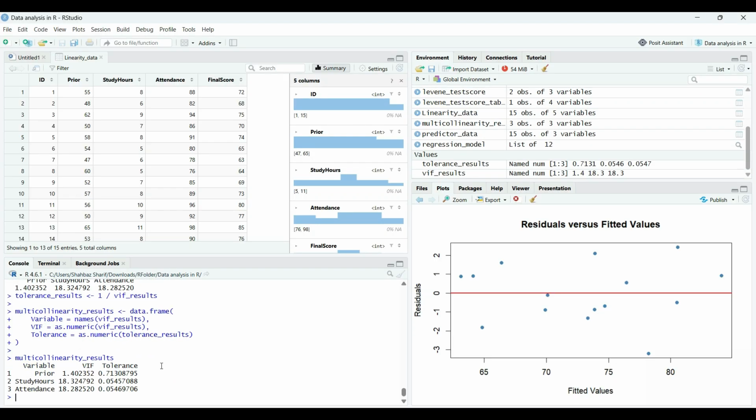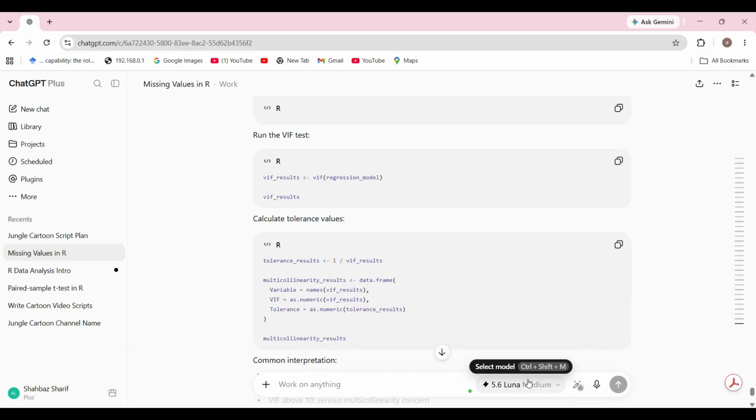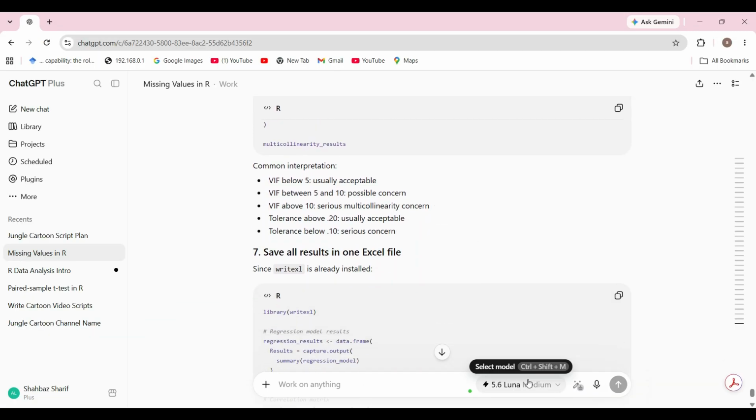Okay, you can also see here that in prior knowledge the VIF value is 1.4, less than 5, and the tolerance level is higher than 0.20. So it means there is no multicollinearity issue in prior knowledge. However, there is a multicollinearity issue in study hours and attendance, because the values of VIF are higher than 5, and the values of tolerance are lower than 0.20. Okay, so in this way, we check the linearity and multicollinearity in our data set.